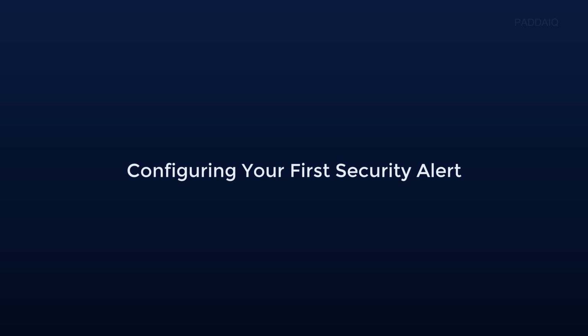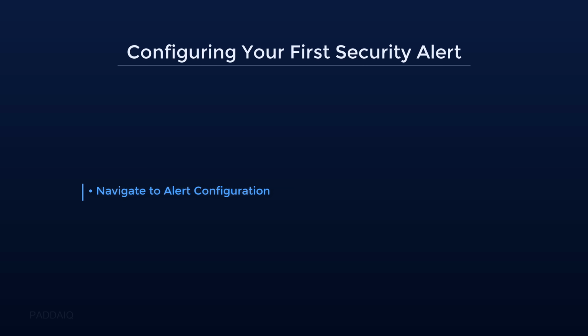Configuring your first security alert in SAP BTP. Navigate to Alert Configuration. This means accessing the specific area in SAP BTP where you set up notifications for potential security issues. For example, you might go here to create an alert that notifies you whenever a new user with admin privileges is created. This initial step is essential for actively monitoring and securing your applications.